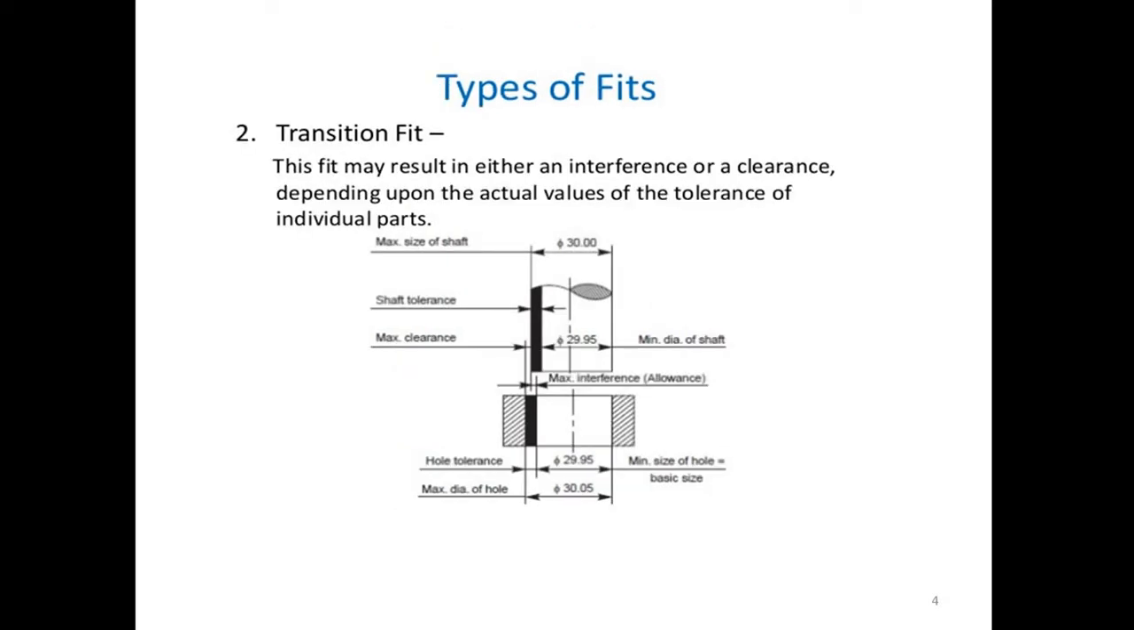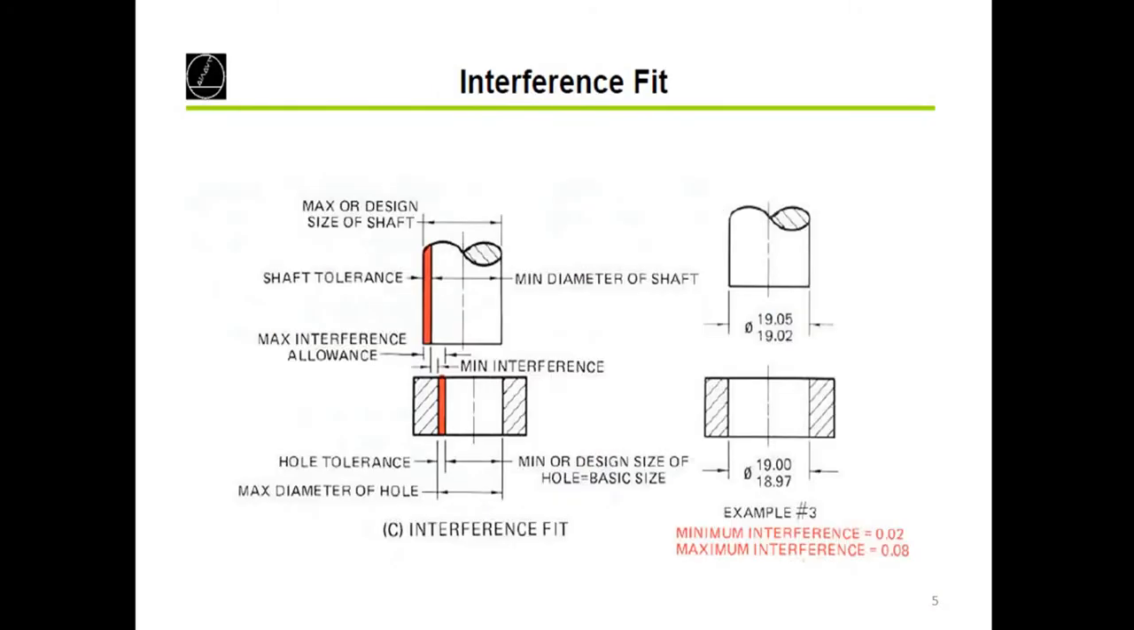Then the next type is interference fit. We will study interference fit first and then we will go to transition fit. Opposite to the clearance fit, interference fit takes place. Again here, the orange color shows the tolerance zone for the shaft as well as for the hole.